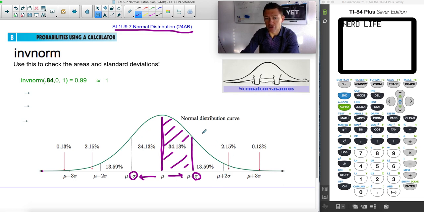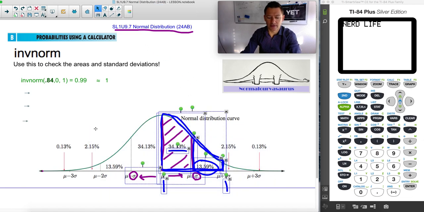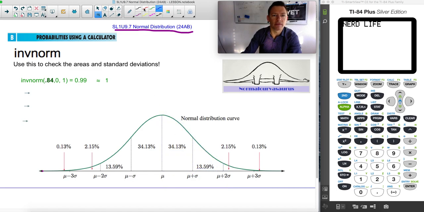And then two standard deviations up, that's another 13% that's in there. So you could add these two up to find the probability that people are between the mean and two standard deviations up. It would be this and this added together. Fine. Another thing you have probably surmised by now is that half of the population is above. This is 50%, and this is 50%, right?